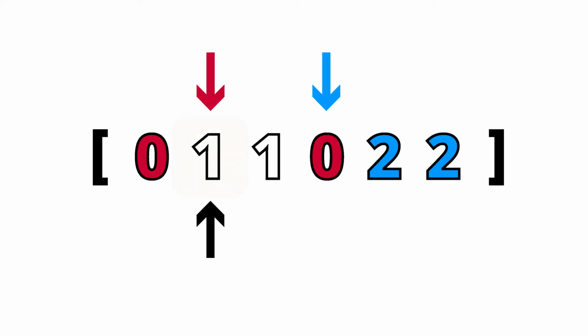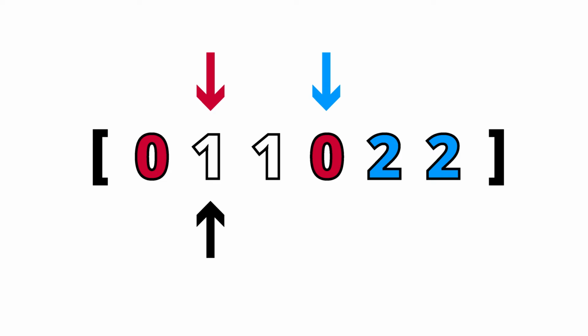Now the element at the current index is 1. If the current element is 1, then we need not do anything because we are already moving all the red elements to the left and all the blue elements to the right. So automatically we will be having all the white elements, or all the ones, in the middle. So we will simply increment the traversing pointer. Here also the current element is 1, so we will increment the traversing pointer.